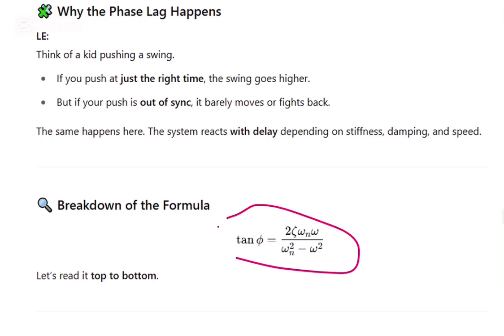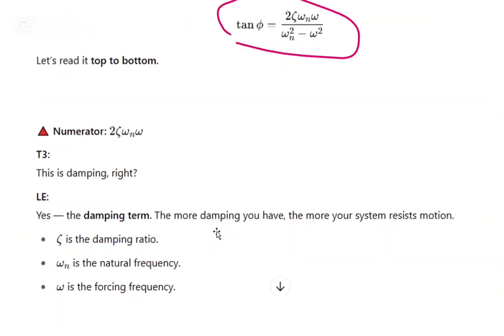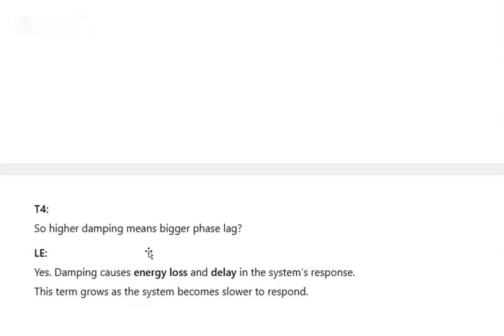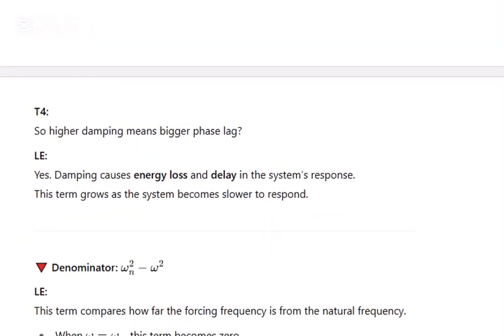Breakdown of this formula. Numerator, 2 rho omega over omega n. This is the damping term, right? The more damping you have, the more the system resists motion. That means the damping ratio, natural frequency and force frequency. So higher damping means a bigger phase lag. Damping causes energy loss and a delay in the system's response. This term grows as the system becomes slower to respond.